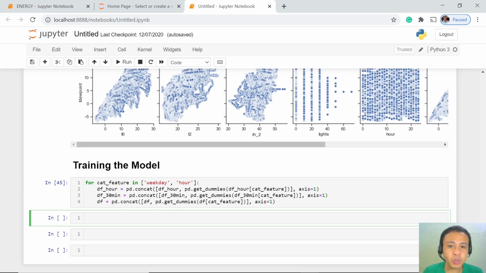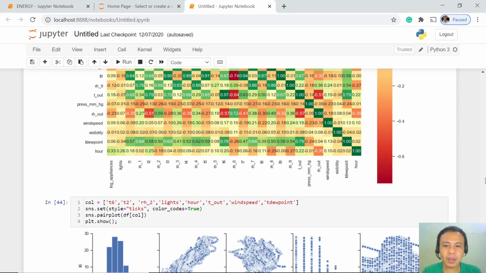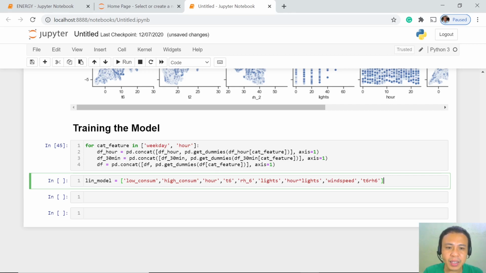And these two variables are actually in addition to those variables where we have identified their correlation with our log appliances. And of course, we are not going to use all of these features as our variables for training our model. So we will just choose those variables or features that show high correlation. With that, we're going to do this one. So we have chosen, of course, the low consumption and the high consumption. And then we have the hour. Then we have the T6. Then we have the RH6. We have the lights, and of course we have the wind speed for our modeling.